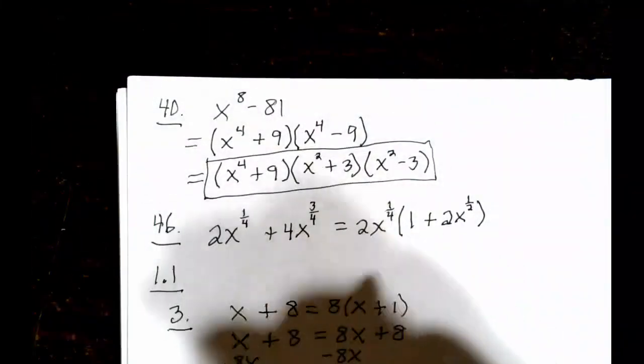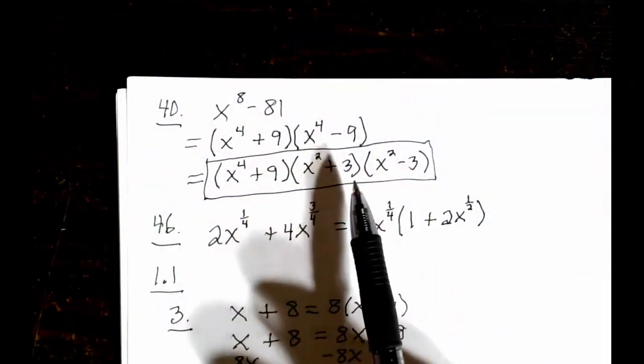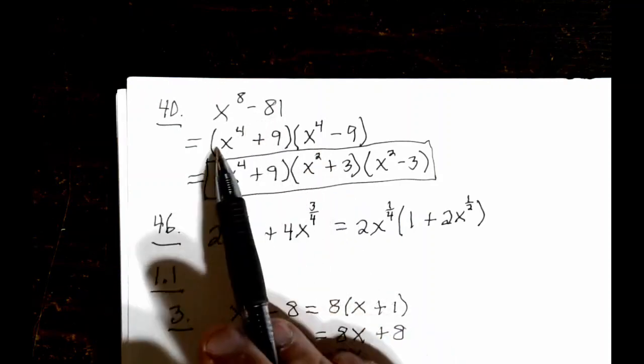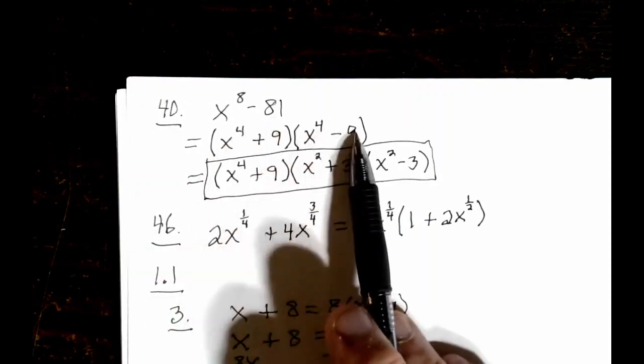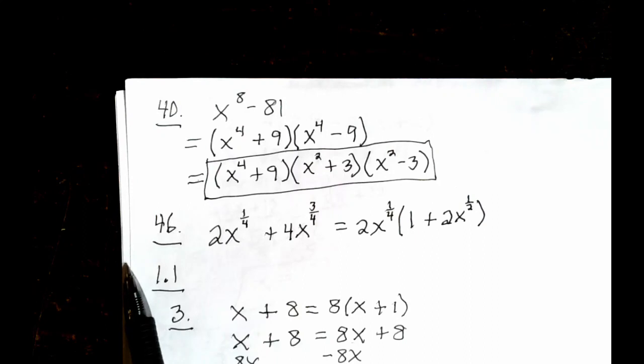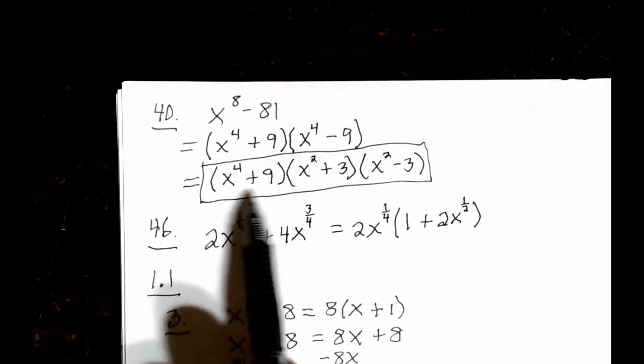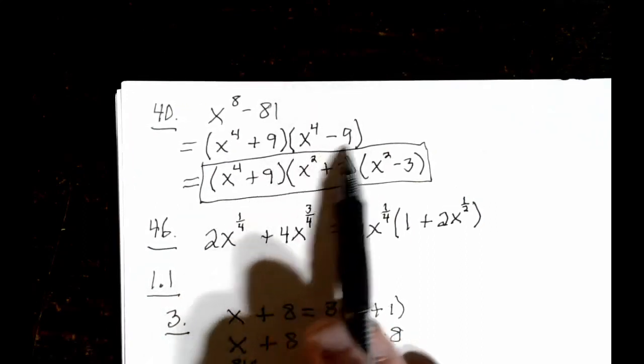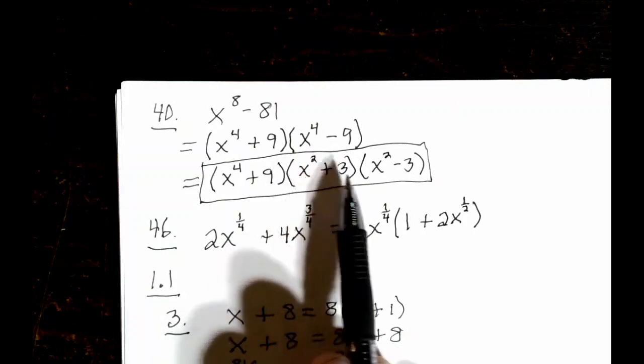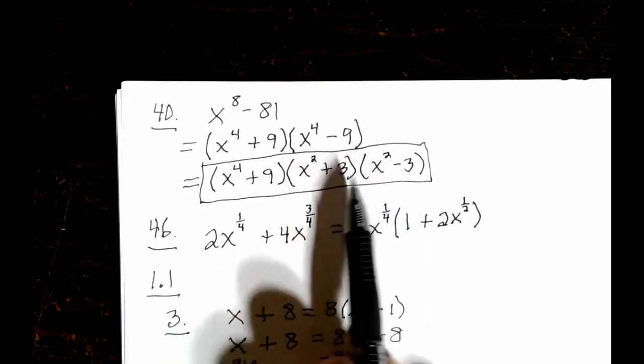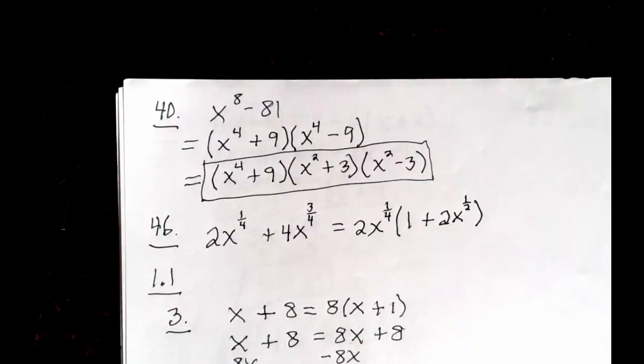Okay, now number 40. X to the 8th minus 81, that's x to the 4th plus 9, x to the 4th minus 9. Difference of squares. Again, don't mess with this one, but this one does factor again. X squared, 3, plus and minus. And you got it.